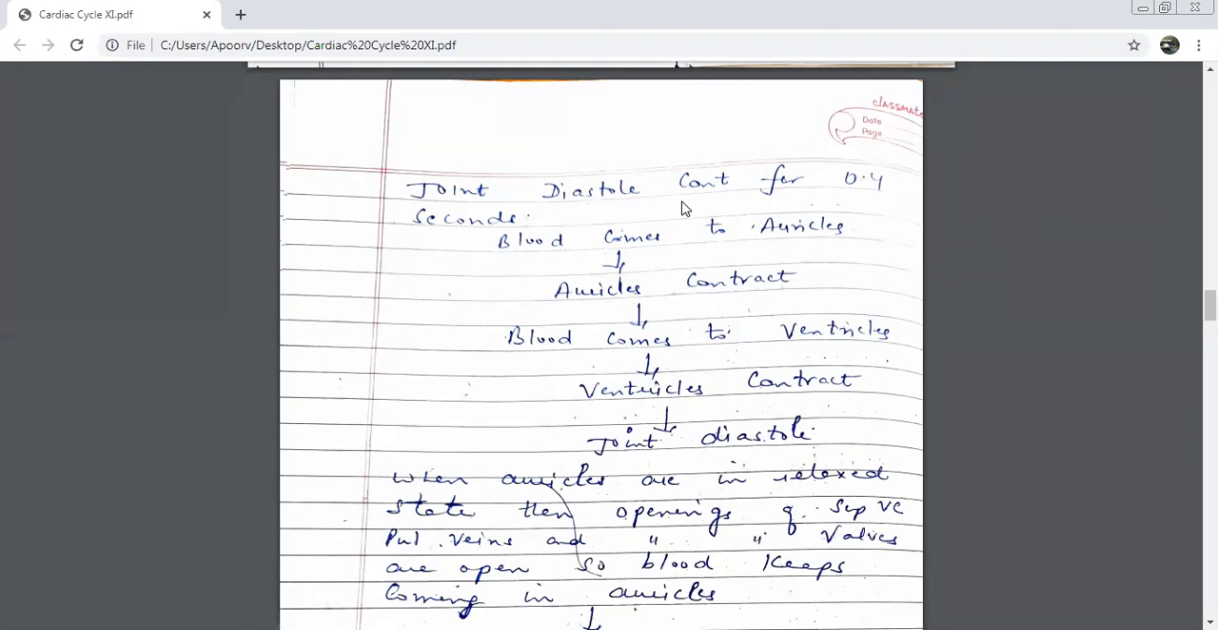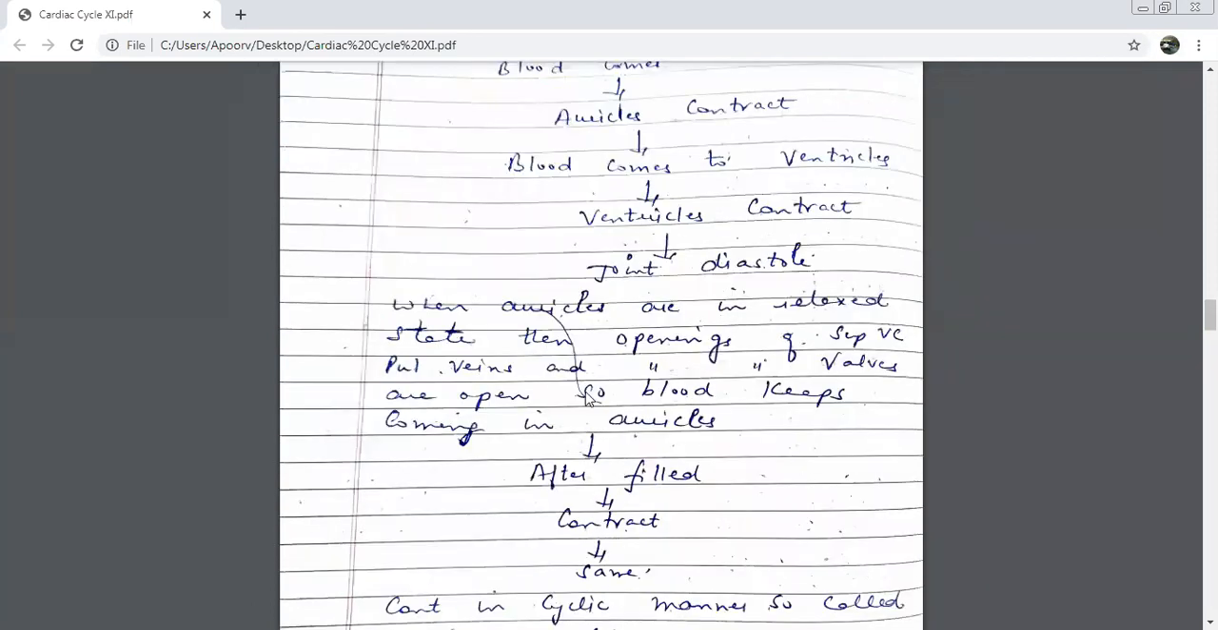So till now, I've just tried to put roughly: blood was coming to auricles, auricles were contracting, so blood was coming to ventricles, ventricles were contracting, and then you came across a phase which was known as which phase? Joint diastole. When auricles are in relaxed state, the openings of the superior vena cava and pulmonary veins are open so that the blood keeps coming into auricles.